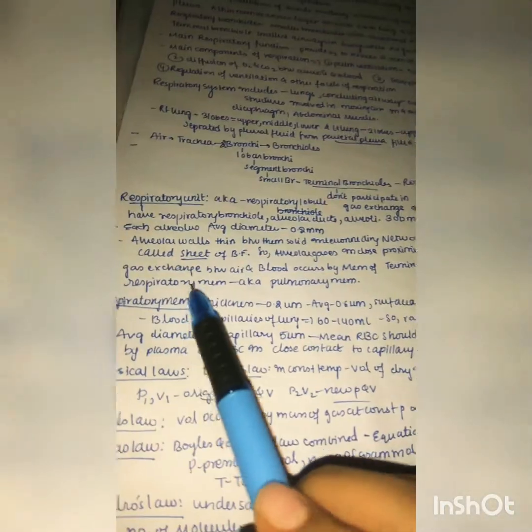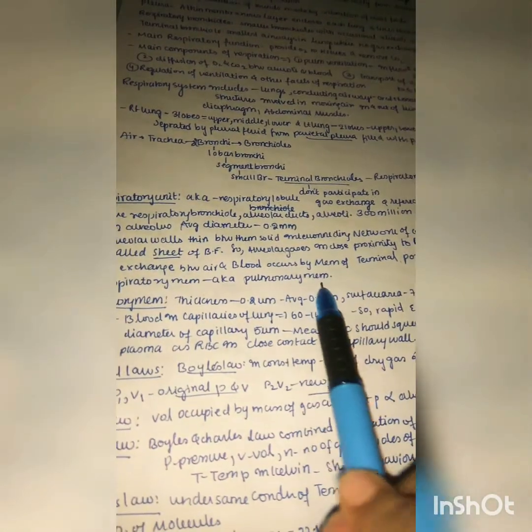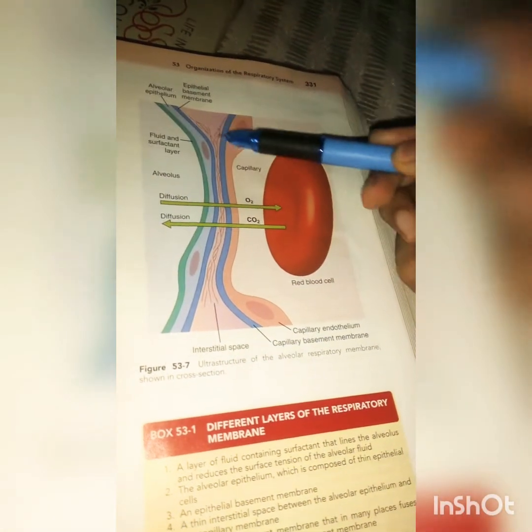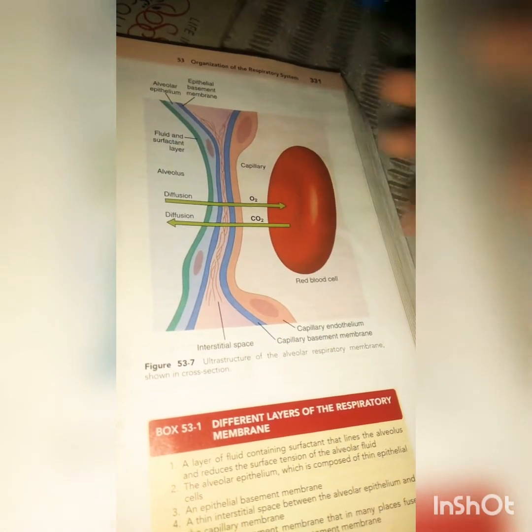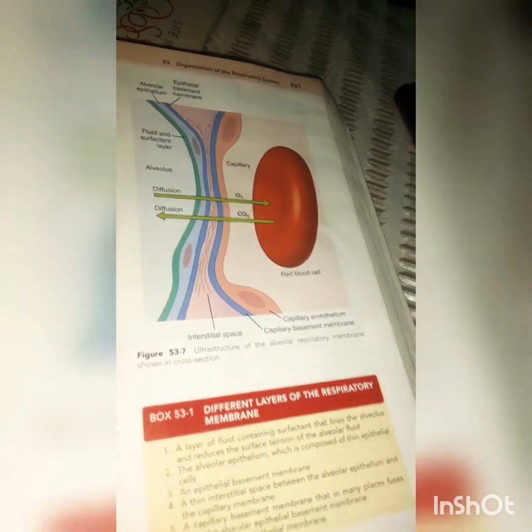So all this membrane is called the respiratory membrane, also called the pulmonary membrane. In this diagram we can see exactly that respiratory membrane, the pulmonary membrane, which provides the main route for the transmission of oxygen to the RBC and for taking carbon dioxide from the RBC into the alveoli.